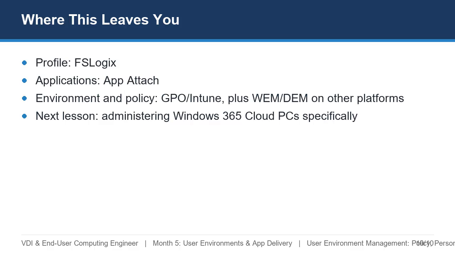Put the whole picture together: FSLogix carries the profile, AppAttach carries the applications, and GPO or Intune, with WEM or DM as the category equivalent on Citrix or Omnissa, carries the environment and policy layer around them. Next lesson we go deep on administering Windows 365 specifically, provisioning policies, network options, and the current state of Boot, Switch, and Frontline.